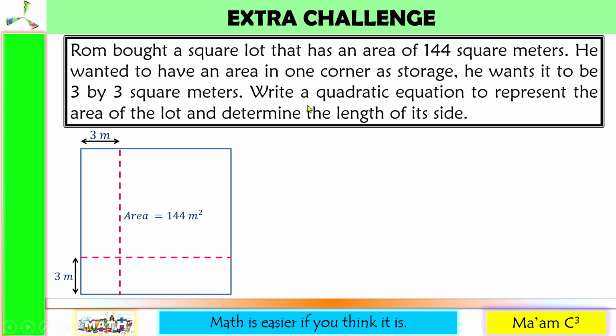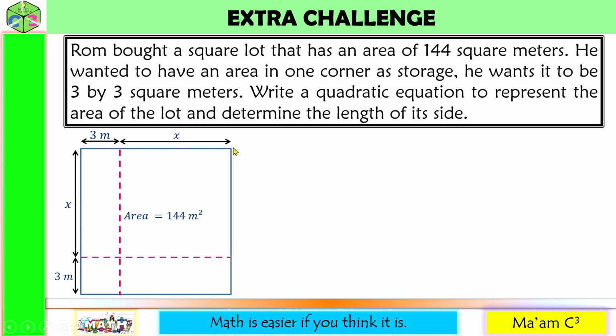We are asked to write a quadratic equation to represent the area of the lot and determine the length of its side. Since we do not know the length of this side as well as this one, I'm going to label it as x. They are both x since this is a square lot. And we took 3 meters here. We also took 3 meters here. So the remaining length of this side as well as this side is equal.